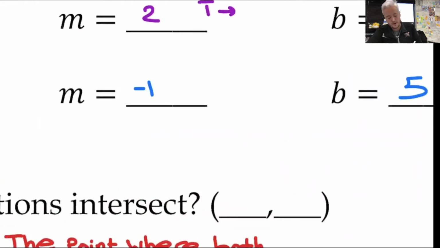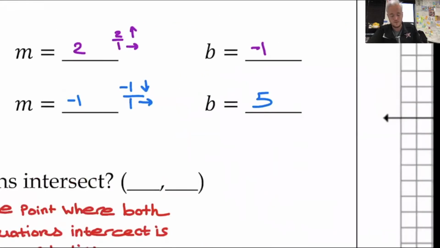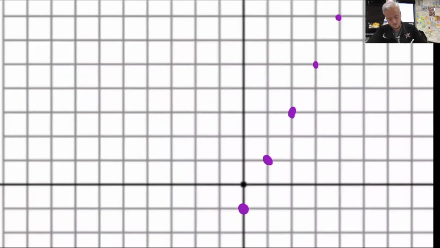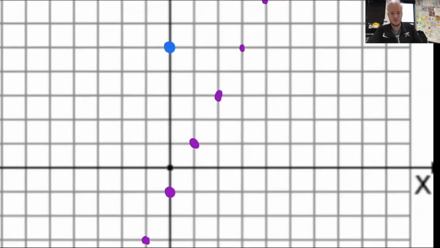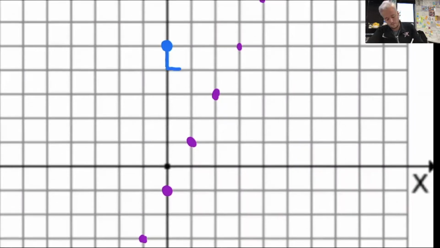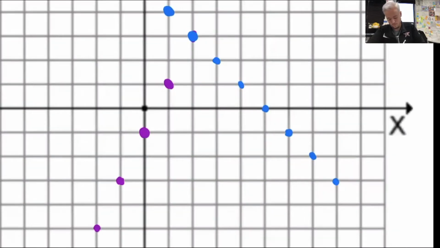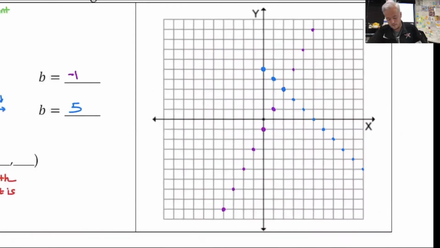All right, so now for my equation in blue, I want to start at 5, and then do a slope of negative 1. For a slope of negative 1, that means I want to go down 1 and right 1. So I'm going to start at 5, then go down 1, right 1, down 1, right 1. There's my other point. I'm going to go again, and notice how this blue and purple point are now overlapping. So I got the point where they overlap, and the rest of that is fine.